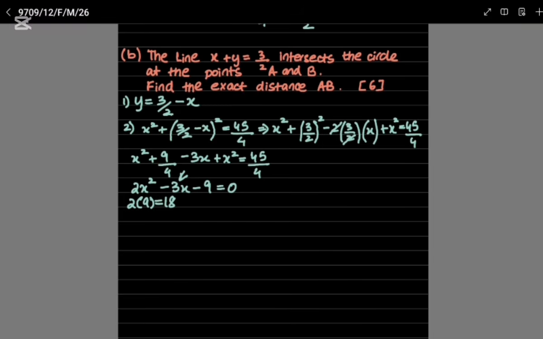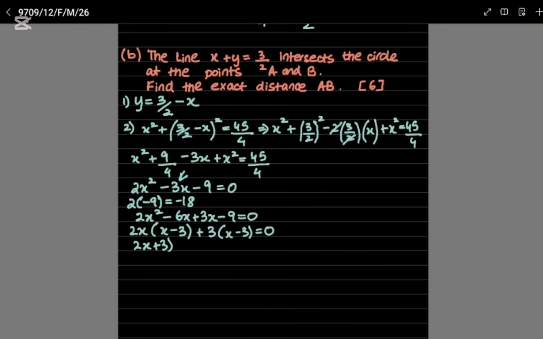So 6 times 3 gives you 18, yeah? So 6 and 3 are the numbers. By the way, minus 9, so it should give you minus 18. Okay, so 2x squared minus 6x plus 3x minus 9 equal to 0. Now you just factor it out. 2x into (x minus 3) plus 3 into (x minus 3) equal to 0.